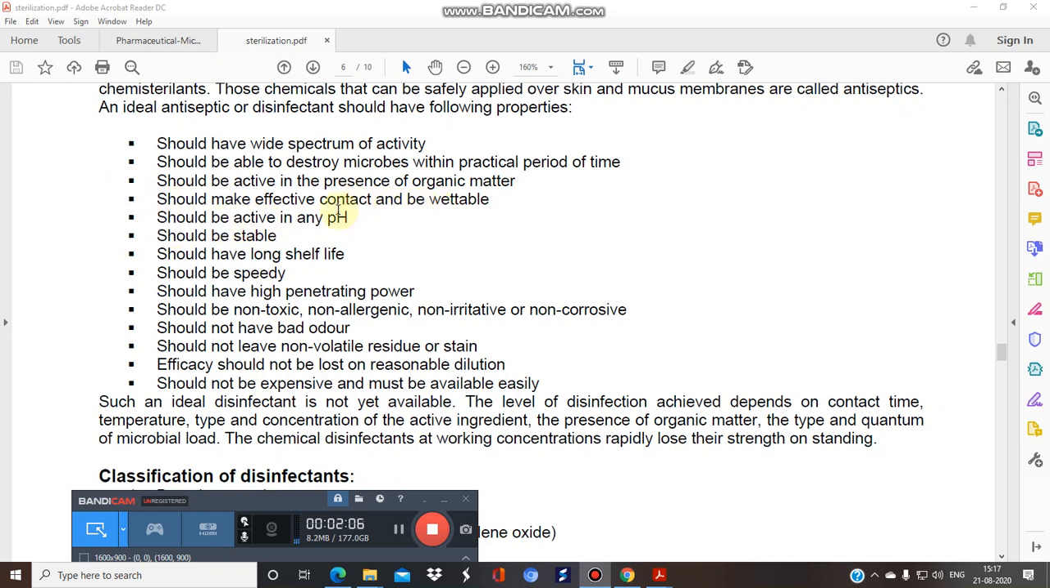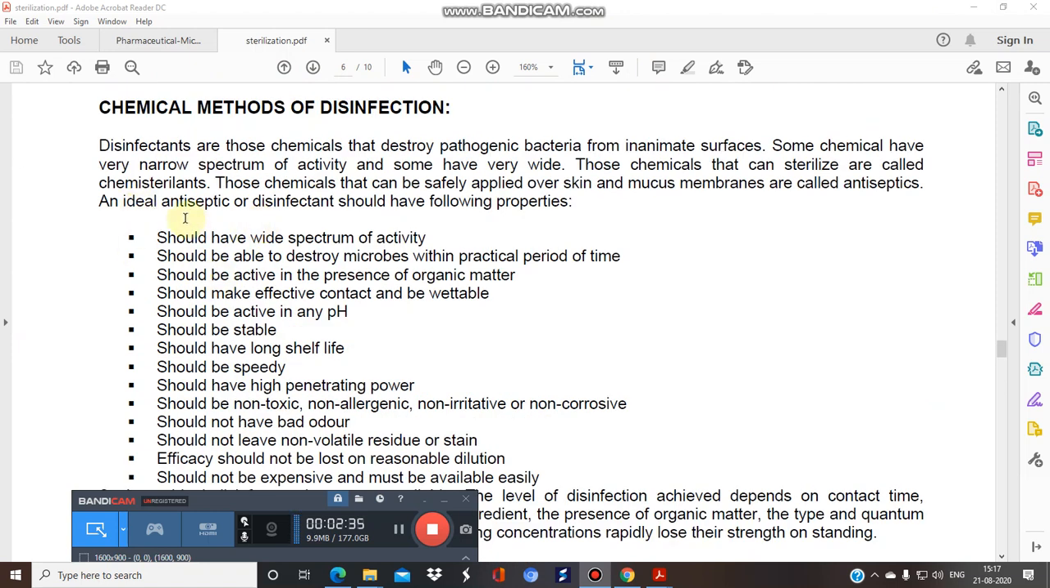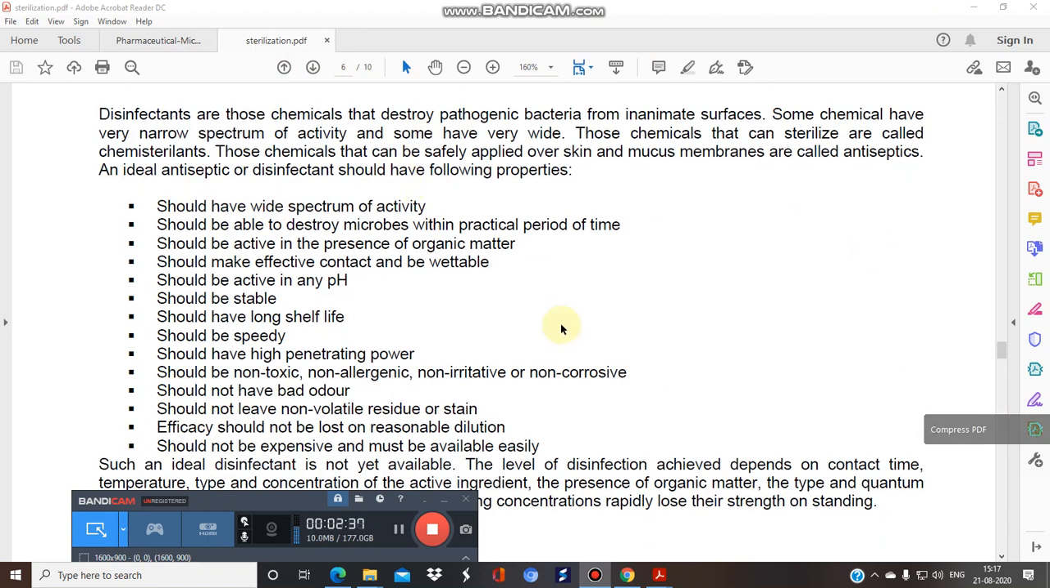It should be active at any pH, so it should not have any direct effect on the pH value. It should be stable, have a long shelf life, be speedy and have high penetrating power. It should be non-toxic, non-allergenic, non-irritative, non-corrosive, and should not have a bad odor. Of course, it should not leave any non-volatile residue or stain. These are very simple; these are basically the properties of an ideal antiseptic or disinfectant.